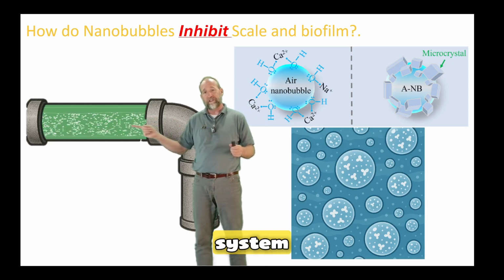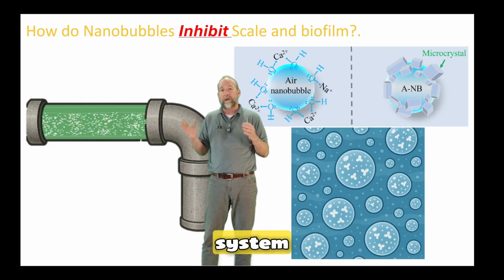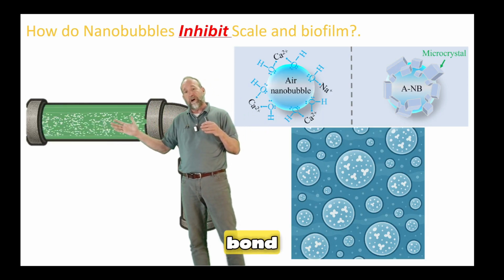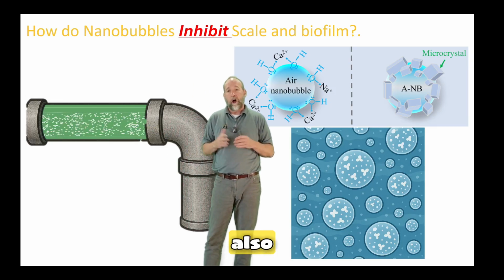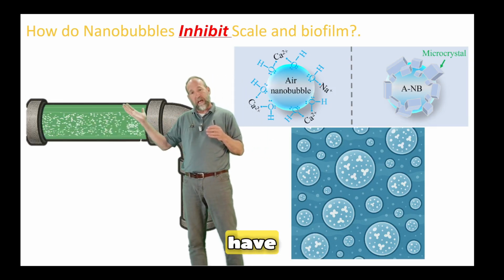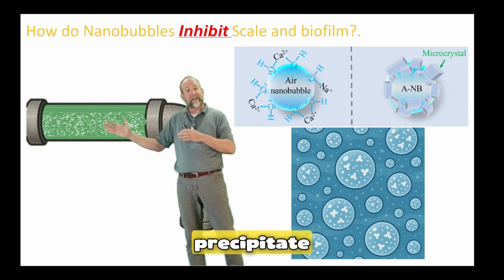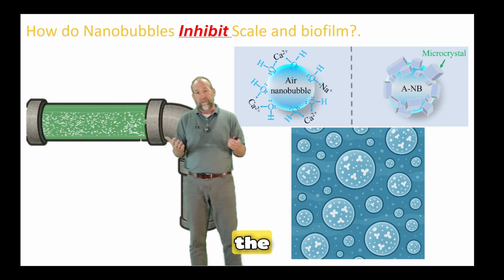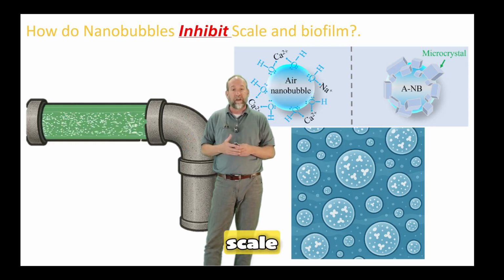So for a clean system, we still recommend nanobubbles, because putting them into a clean system, or a new system where you don't have scale buildup, means that you'll bond with those minerals and keep them from precipitating out, okay? Also, as we clean the system, once we have a clean system, the net effect is that the minerals don't precipitate back out longer term, and we keep the system clean, we keep the equipment running more efficiently, and we don't have that scale buildup.